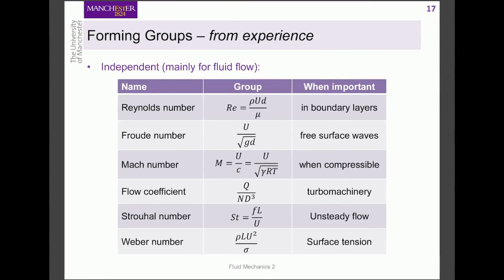There are many ways to create these groups. Something which people used to do was by experience. What do I mean? In Manchester, Reynolds, some centuries ago, did many experiments, and he proposed the Reynolds number. He derived the Reynolds number based on a very large amount of experiments he built through decades. So, by learning from experience, Reynolds arrived at the Reynolds number. This applies to the Reynolds number, the Froude number, and many others.